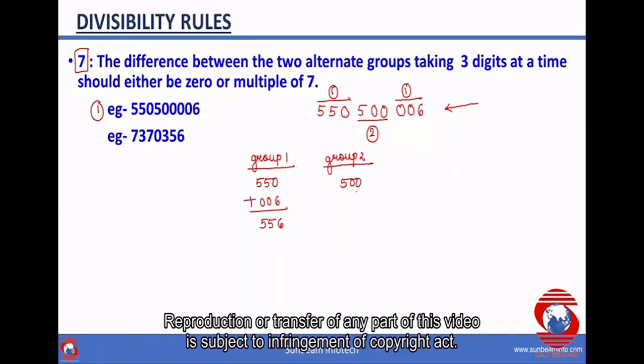Now, can I say, Ashok, it will not be every time, right? So, Ashok, I am telling you what you have to do. Now, students, take a difference. Which difference will you take? Group 1 minus group 2.